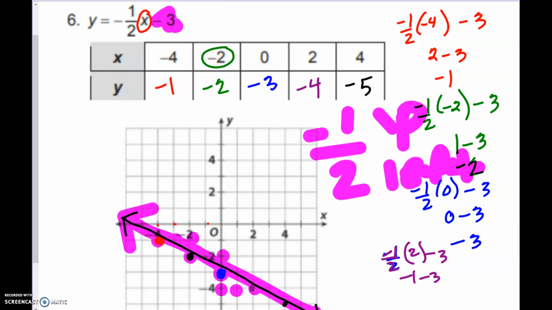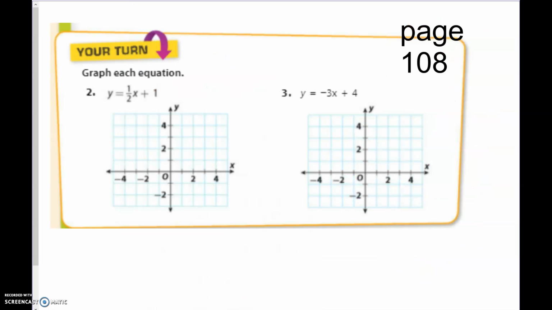All right, I would like for you guys to go into your book now to this next page here, and this is page 108, and I'd like for you to stop this video. So stop the video and go ahead and do these two problems. This is your check to see that you know what you are doing. Then come back and finish it up.